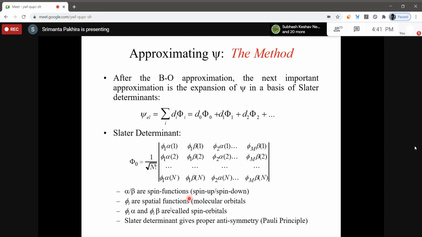Here the small phi I is called the spatial function, which depends only on the molecular orbital, only the coordinate part x, y, z. Then alpha times phi I or beta times phi I are called the spin orbitals. The Slater determinant gives the proper antisymmetry, Pauli's exclusion principle, when we derive this kind of wave function. Every phi 0, phi 1, phi 2 should be like that. So expanding all this wave function and coupled with that basis, we will get the psi.